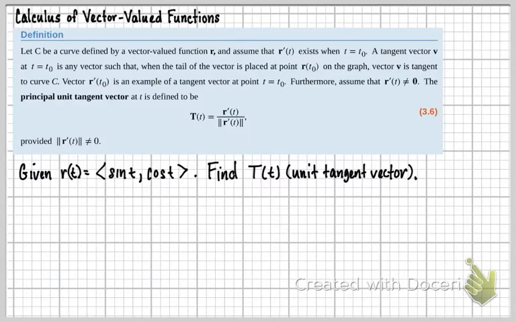Now we're going to talk about the unit tangent vector. So this definition says, let C be a curve defined by a vector-valued function r, and assume that r prime t exists when t is equal to t naught.